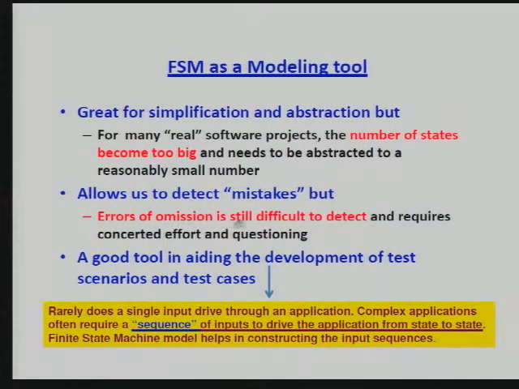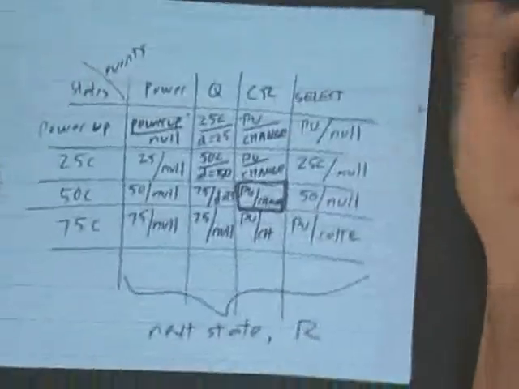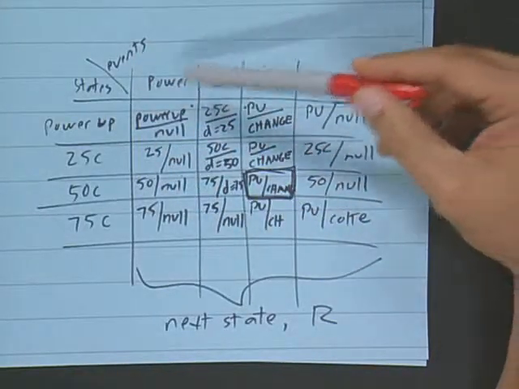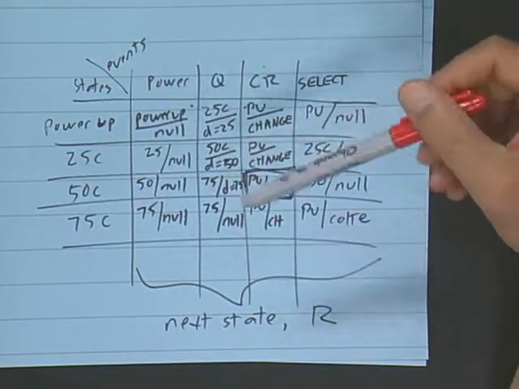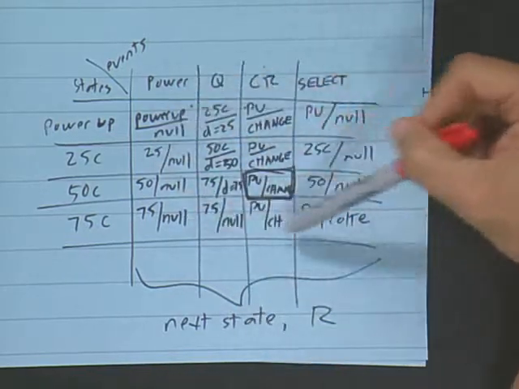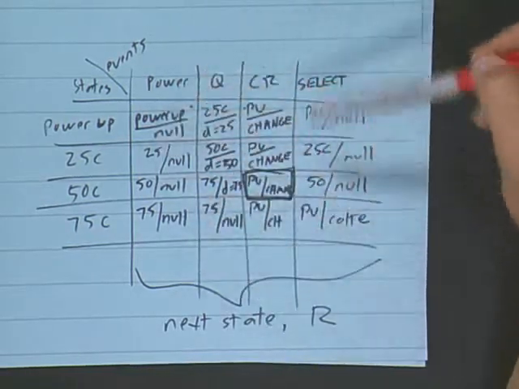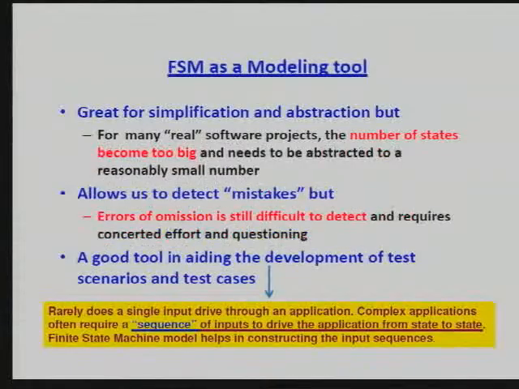Errors of omission are still difficult to detect. It requires concerted effort in questioning. That's true. Or you could take the approach of, okay, I'm going to look at every combination and make sure this matrix is filled out completely. And if it's filled out completely, I know I won't omit anything. I haven't forgotten about anything. I still have to look at correctness. Am I doing the right thing? But I can use this to determine that I don't have any errors of omission.